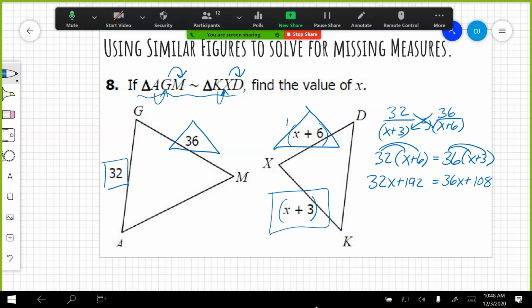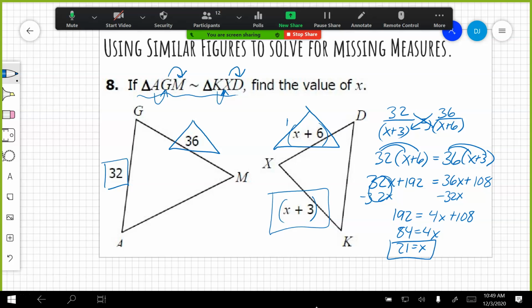Now when I want to solve for this, I need to move over the smaller coefficient. So I'm going to subtract 32x from both sides. This is going to become 0. I'm left with 192 equals 36 minus 32, which is just 4x, plus 108. Next step, I'm going to subtract the 108. So that's 192 minus 108, which is 84 equals 4x. Divide that by 4, which is 21 equals x.